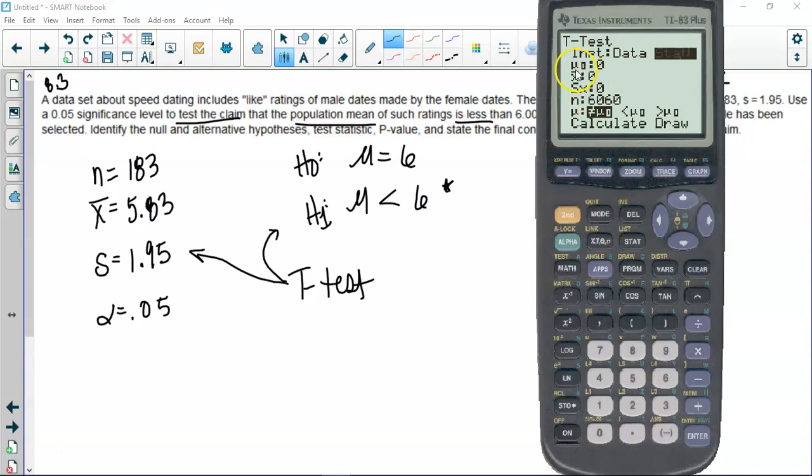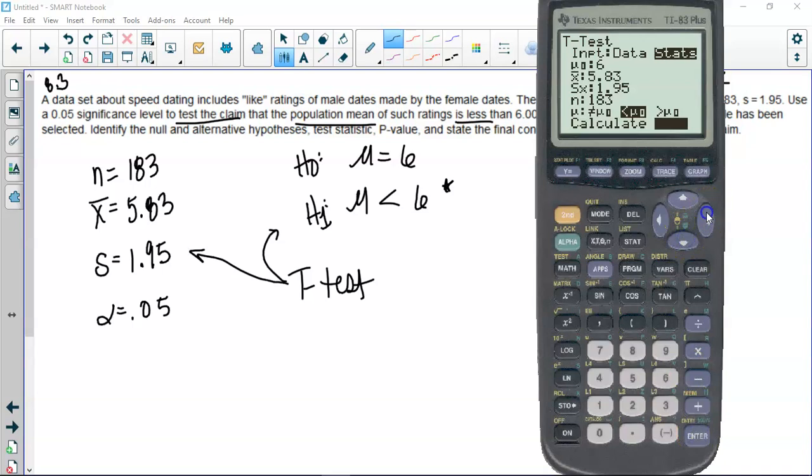Now, there's my 0, right? But instead of a p, it says mu. That's how we know we're talking about a mean here, right? The number from the null is a 6. The null and the alternate will always have the same number, but we're specifically looking at the null in that question. X bar 5.83, S 1.95, number of people 183. I'm going to match up my symbol, and it's a less than, and it looks like that, right? Exactly the same way. So I'm going to put Blinky on that and hit enter.